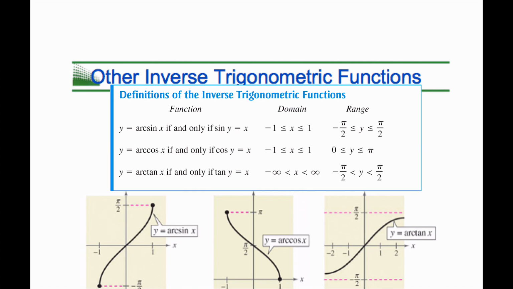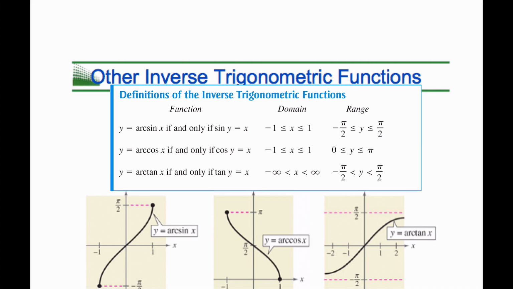Just like there are inverses to sine functions, there's also an inverse to a cosine and tangent function. So the first one we've already kind of talked about. Again, just repeating it, y equals the arcsine of x if and only if sine of y equals x, with a domain between -1 and +1 and the range of negative pi over 2 and positive pi over 2.